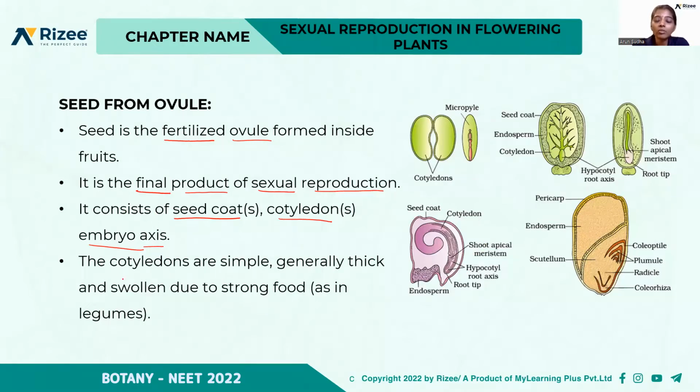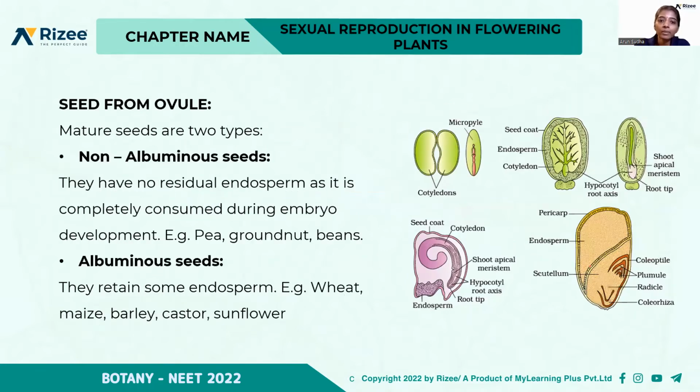The cotyledons are simple, generally thick and swollen because they are rich in food reserve, as in legumes. This is the case of dicots. In monocots, they have the scutellum, coleoptile and coleorhiza. These structures we saw yesterday, about the structure of the monocot and dicot embryo.